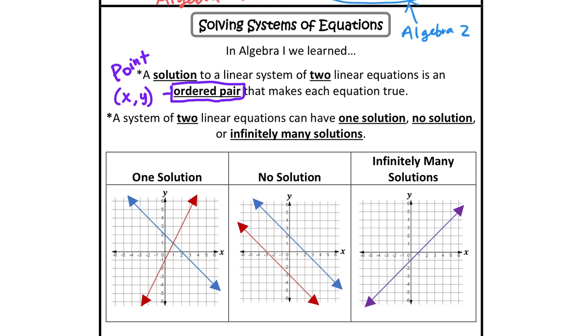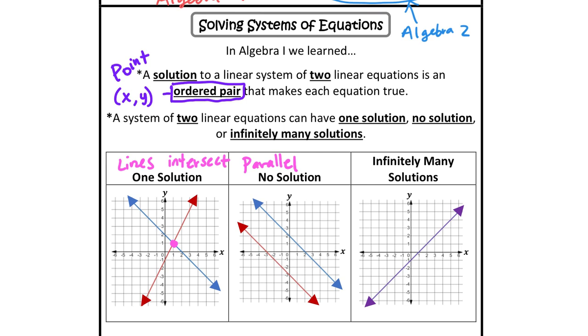Right? So let me, what color do I want to use? Let me pick one that stands out. So I'm going to say we have one solution when the lines intersect, right? And two lines usually intersect at one point. Then we have two parallel lines. So when the two lines are parallel, they don't intersect, so that means there's no solution. There's no point of intersection.